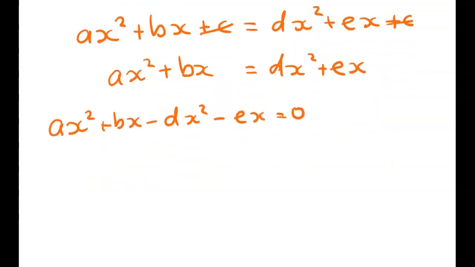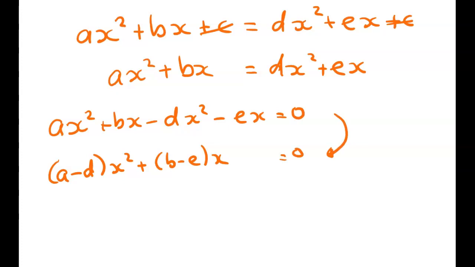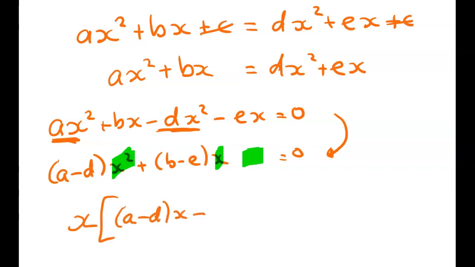Now I'm going to solve this quadratic. I get a minus d, x squared, plus b minus e, x. All I'm doing in this step is collecting up my like terms, because I've got ax squared here, take away dx squared here. Now I'm down to a quadratic where the constant is 0. So I've got x squared here and x here. To solve this, my common factor is x, and then it's going to be x times (a minus d)x plus (b minus e).